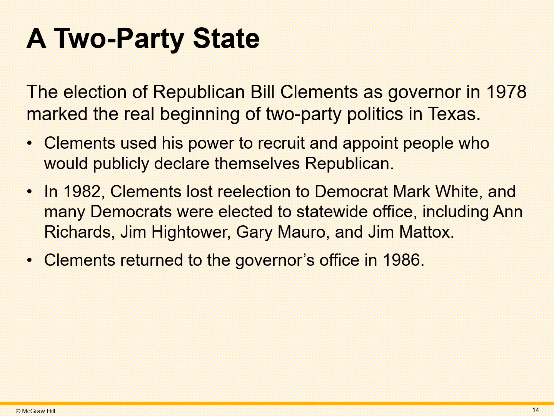The election of Republican Bill Clements as governor in 1978 marked the real beginning of the two-party political system. Clements used his power to recruit and appoint people who would publicly declare themselves Republican. In 1982, Clements lost re-election to the Democratic Mark White, and many Democrats were elected to statewide office, including Ann Richards, Jim Hightower, Gary Morrow, and Jim Maddox. Clements returned to the office of governor in 1986.